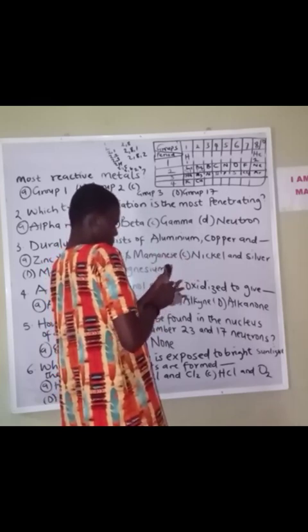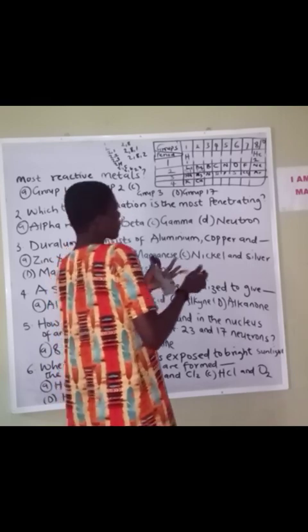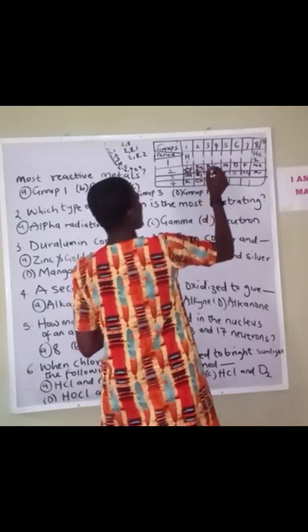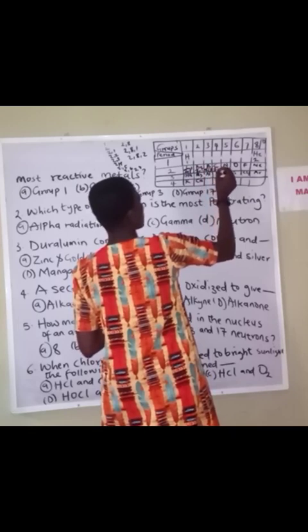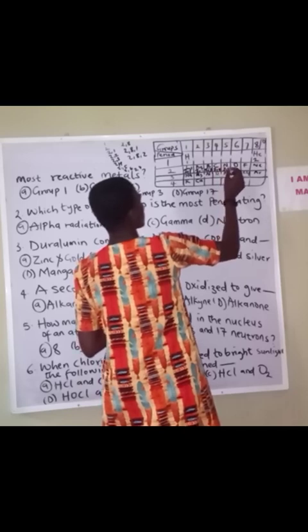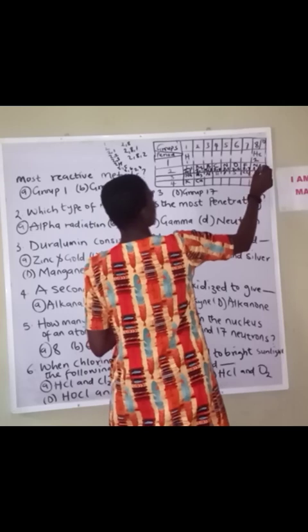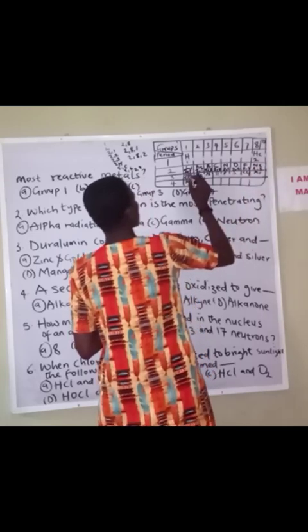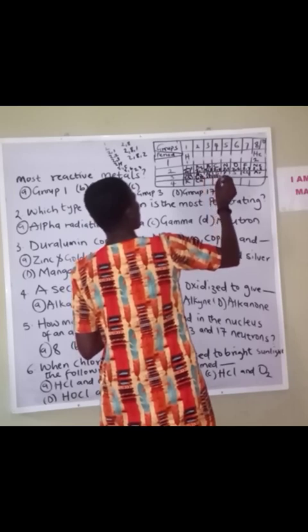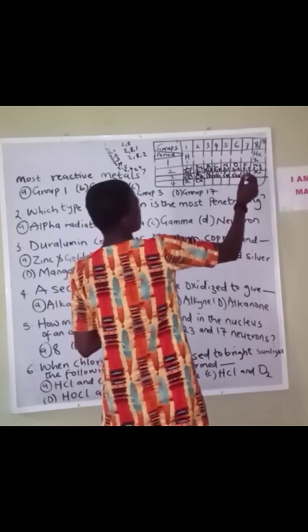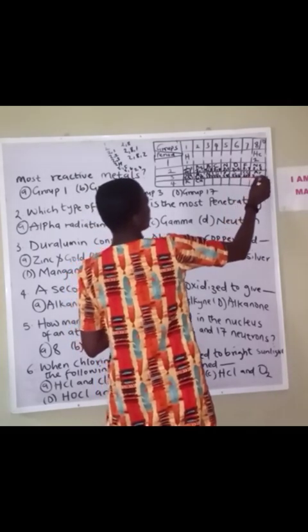Okay, so we have 2 1, 2 2, 2 3, 2 4, 2 5, 2 6, 2 7, 2 8, 2 8 1, 2 8 2, 2 8 3, 2 8 4, okay, 2 8 5, 2 8 6, 2 8 7, 2 8 8.